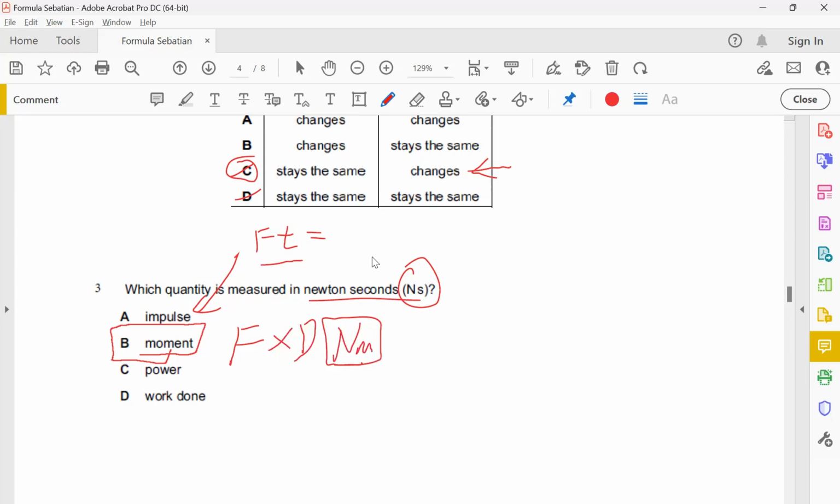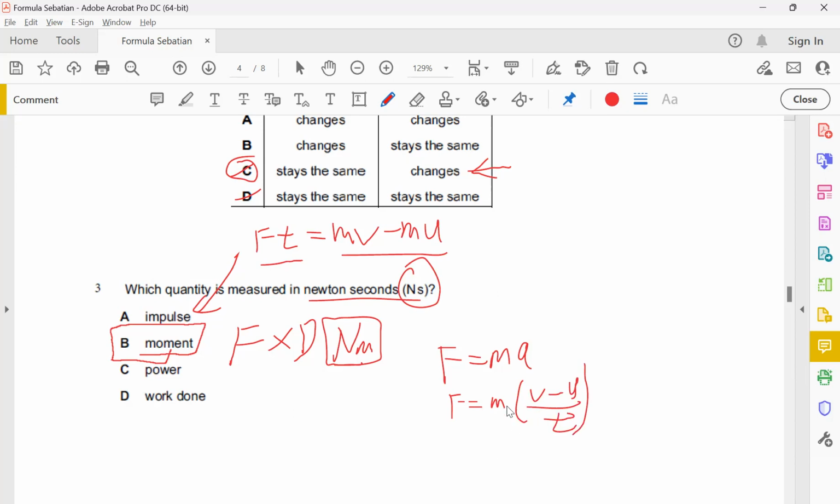Which one is it? MV minus MU, right or not? How do we know this? You can derive it literally from the F equals to MA formula, remember or not? What do we do to the A? A is V minus U over t.